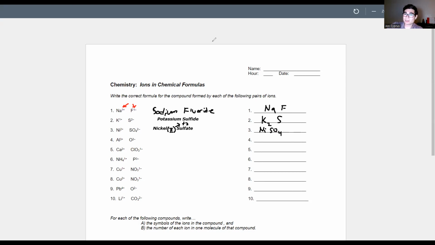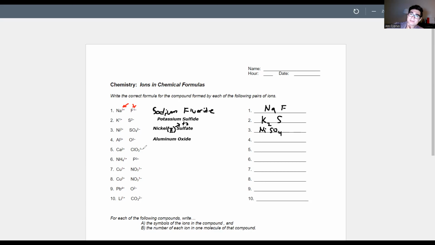Number 4, we have aluminum and oxygen. Aluminum is always a 3+, so we don't have to worry. This is aluminum oxide. Now, aluminum is a 3+ and oxygen is a 2-. How do I figure that out? If I have 2 aluminums, then I get to a +6, which doesn't even out with the oxygen. If I have 2 oxygens, then I have a 4-, and that doesn't equal out with 1 aluminum.